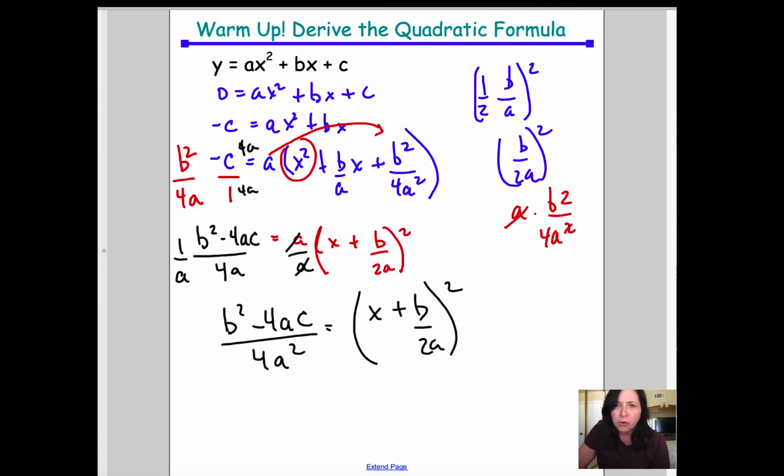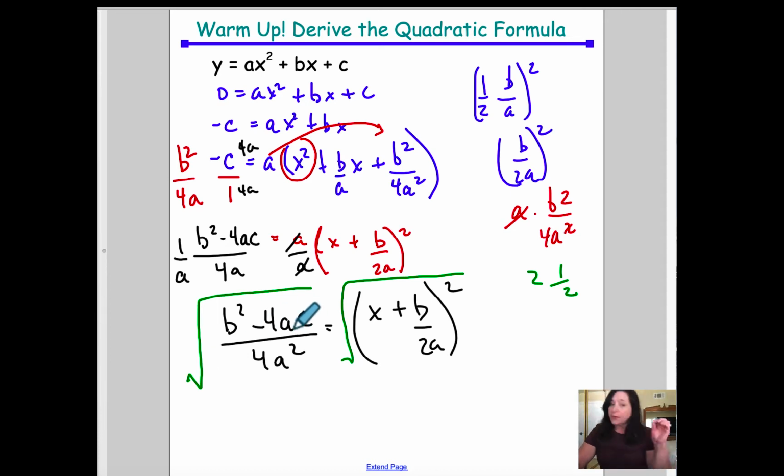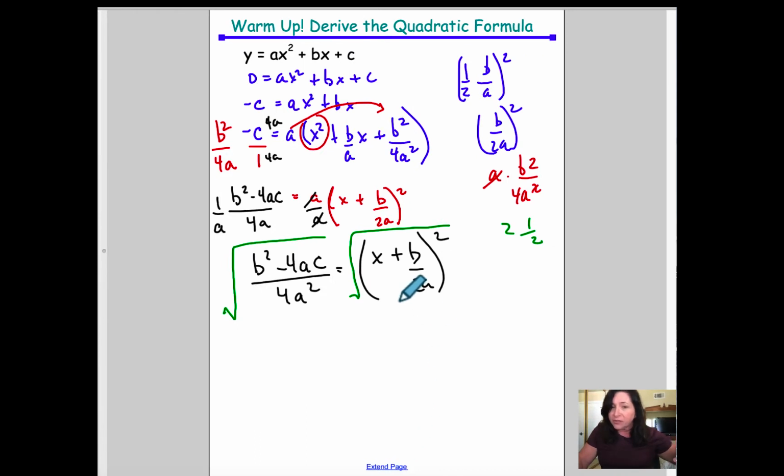And so now I'm going to square root both sides to get rid of this square here. And remember, when I square root something, that's a half power. That's why you're multiplying 2 times a half to get rid of that 2. So we're going to square root both sides. And remember, when you do that, the square root on that side, when you're solving for x, is going to be plus or minus. Don't forget that.